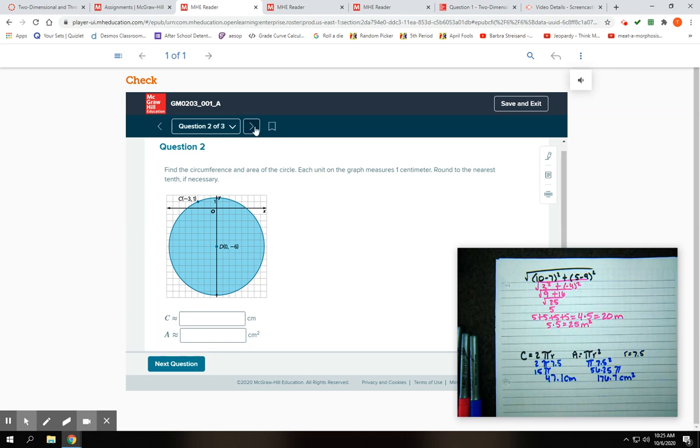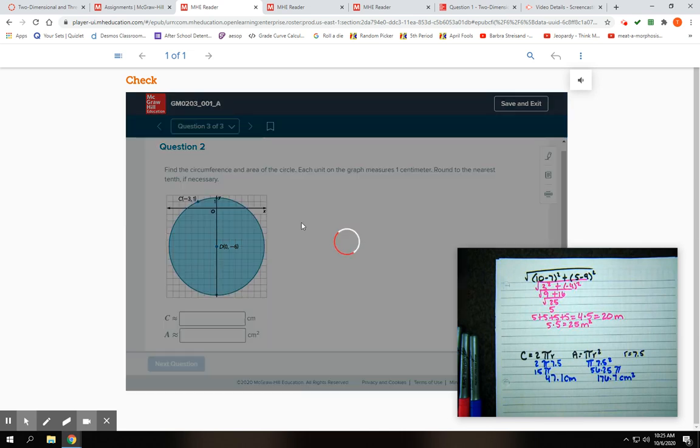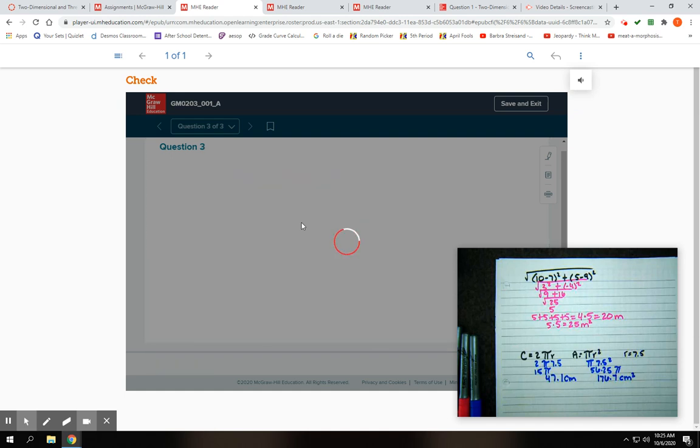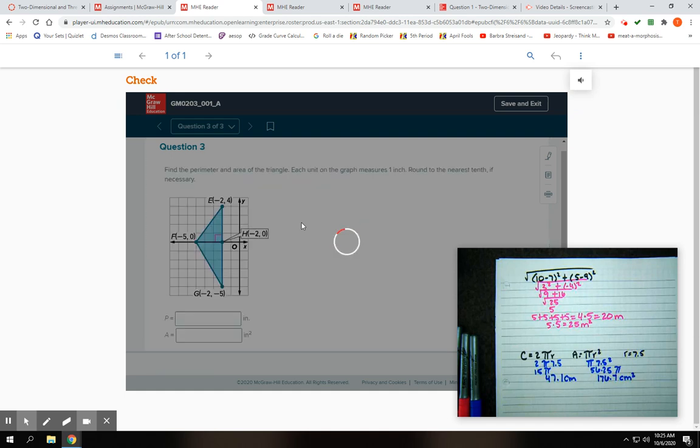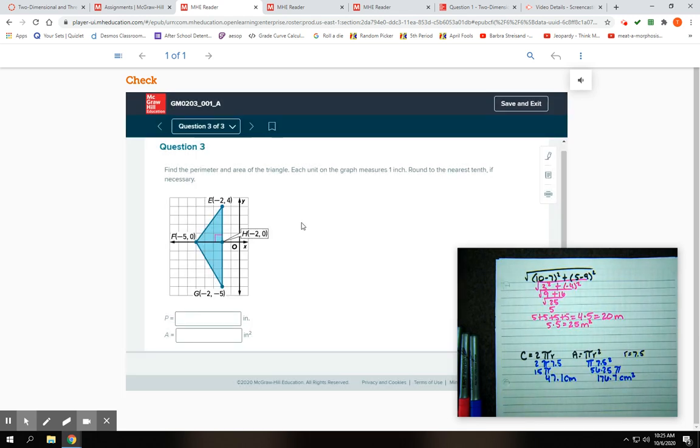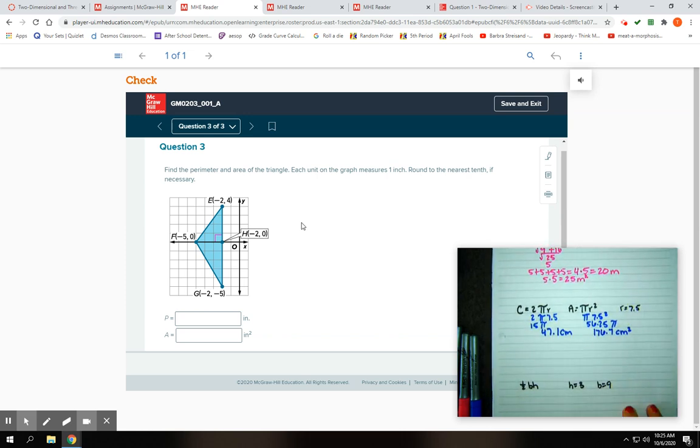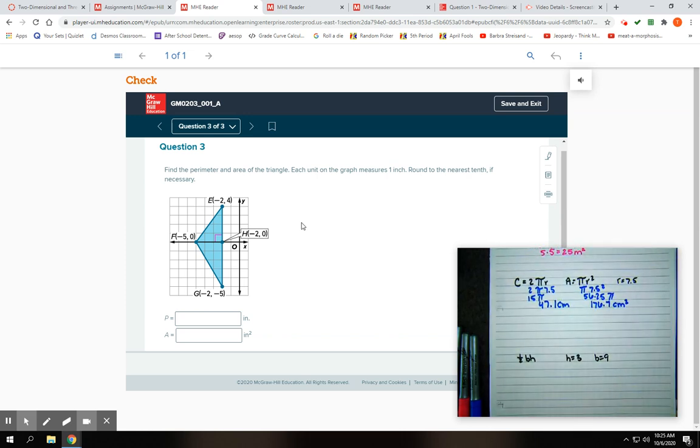Okay, let's look at the next one, the last one here. Find the perimeter and area of the triangle. Each unit on the graph is 1 inch, round to the nearest tenth if necessary. All right, so perimeter, that's just adding up all the sides. So we have to figure out what the length of each side is. Area is 1/2 base times height.